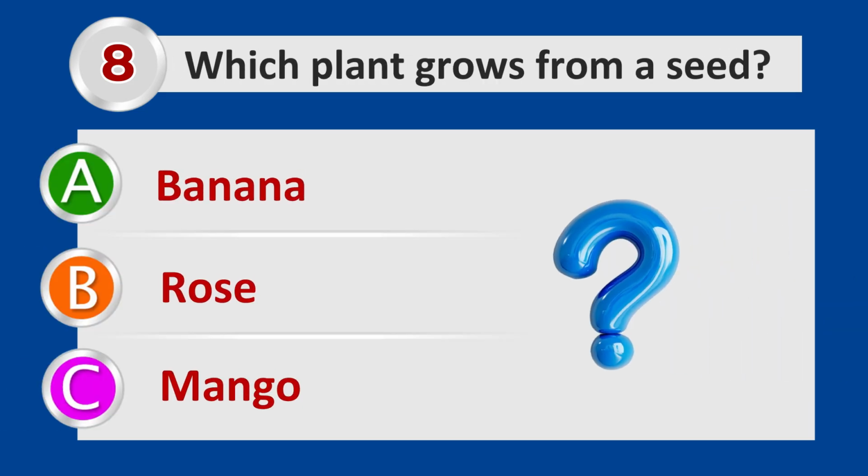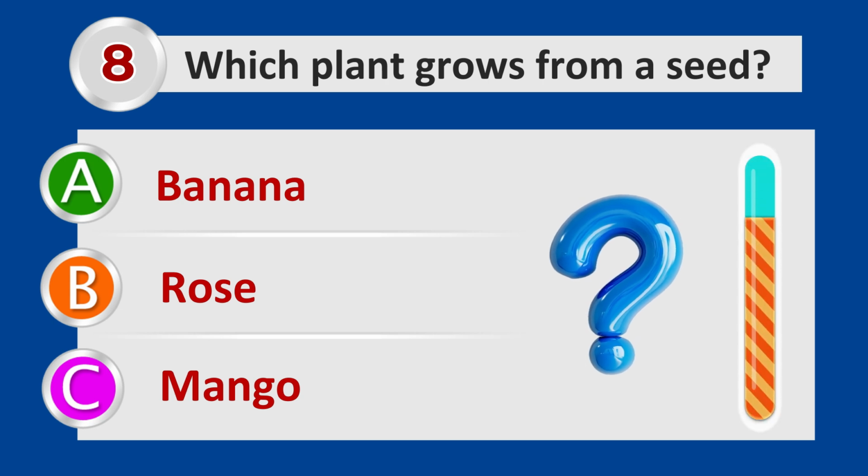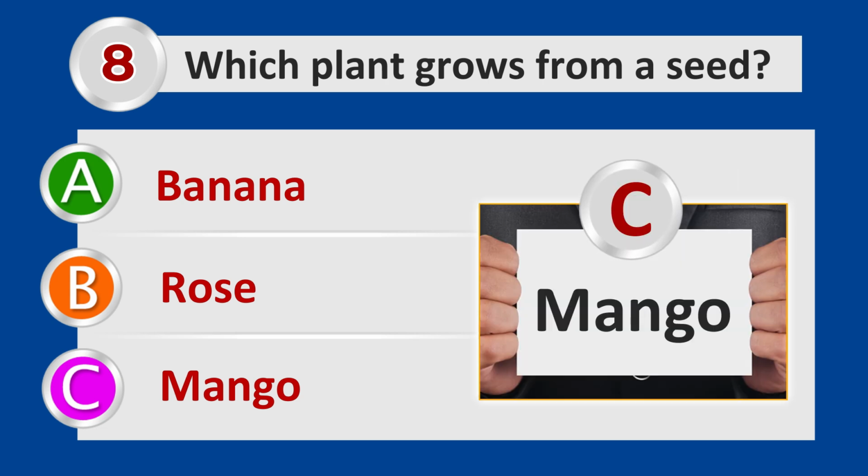Which plant grows from a seed? A. Banana. B. Rose. C. Mango. Answer is the C. Mango.